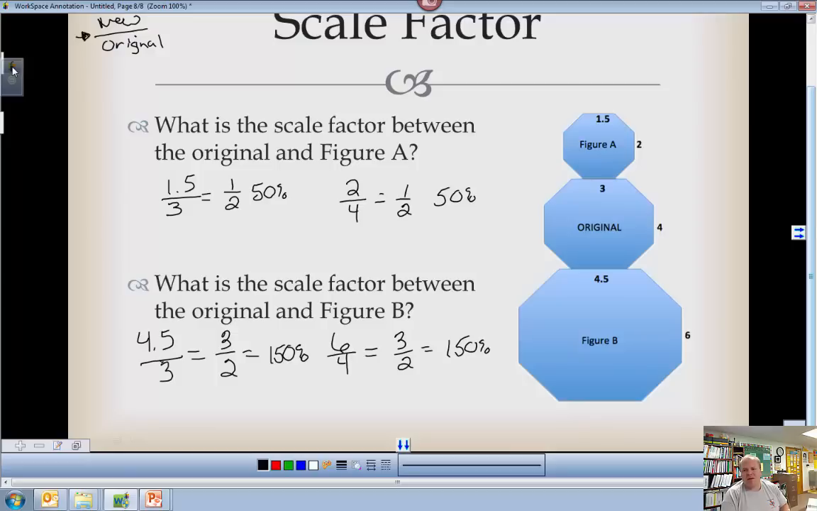This kind of looks like a snowman. Kind of fitting since we're kind of in the winter time.